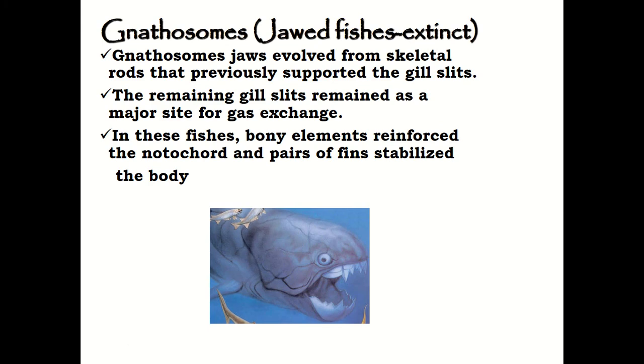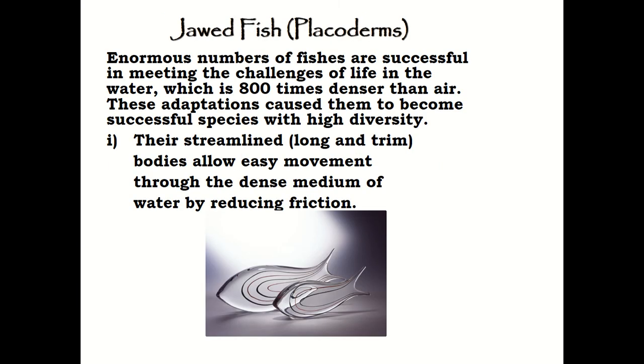Next are placoderms. Placoderms are jawed fishes that are already extinct. They do possess a jaw, which evolved from skeletal rods that previously supported the gill slits, while the remaining gill slits remain as the major site for gas exchange. In placoderms, the body is reinforced by the notochord and a pair of fins that help to stabilize the body.